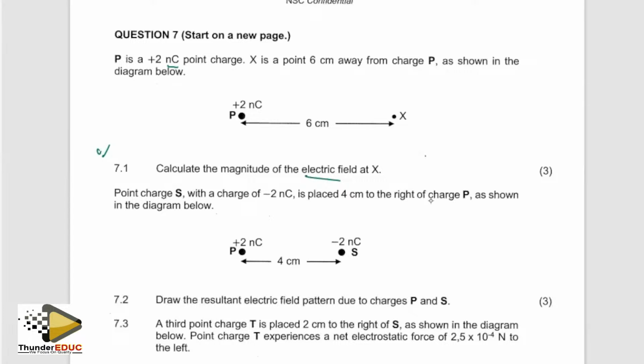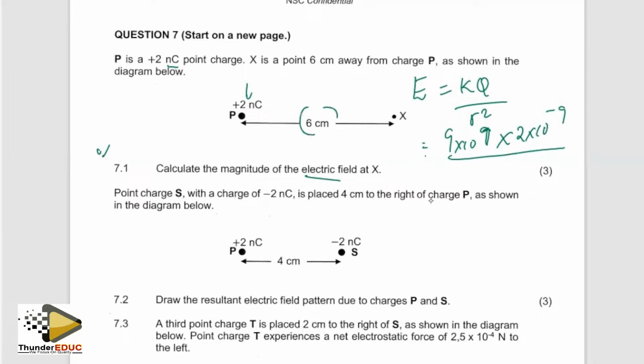So we know that the formula for electric field is KQ over R squared, whereby our K is 9 times 10 to the 9. We are multiplying by 2 times 10 to the negative 9, the nano, over the distance of separation. We can change this to meters, which is going to be 0.06 squared, because it's 6 divided by 100. Let me confirm, guys. It is 0.06 squared. All right, perfect.